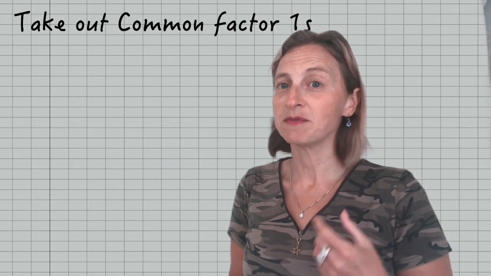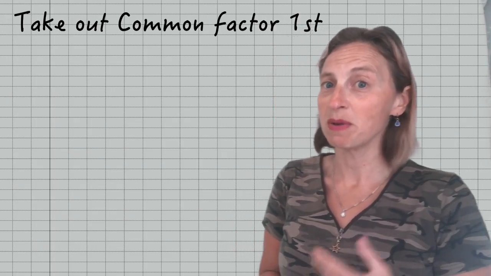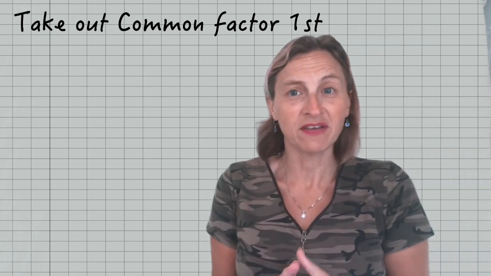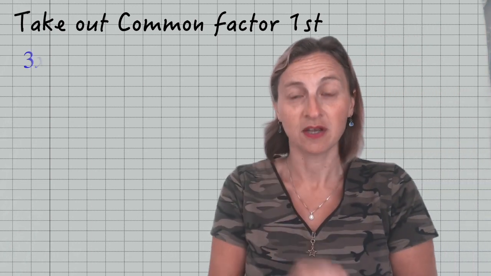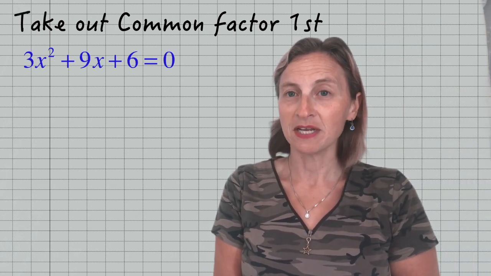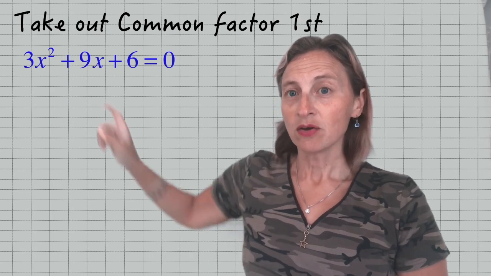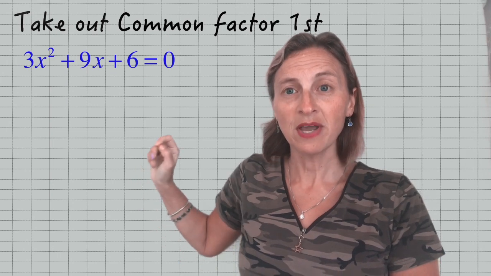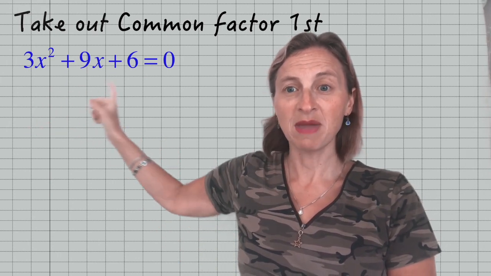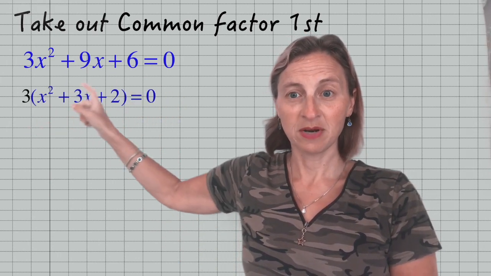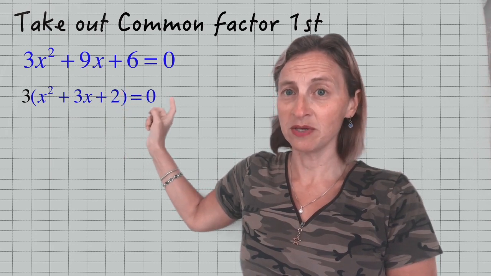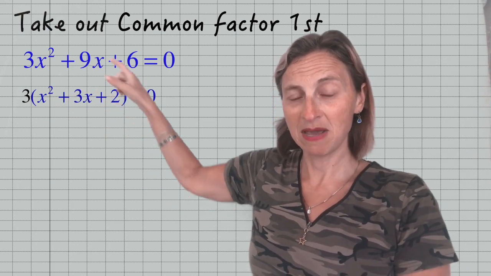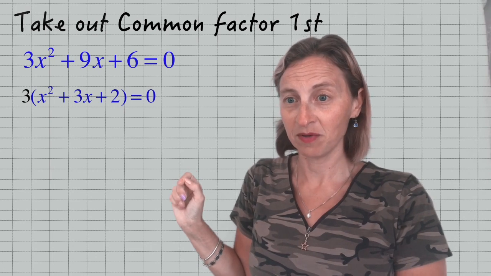This time we're going to have to be careful that we take out a common factor first. Remember our factorizing rules, you always have to take out a common factor first. So we have 3x squared plus 9x plus 6 equals 0. Notice that 3, 9 and 6 all have a common factor of 3. So we're going to take out 3 from everything. 3 bracket x squared plus 3x plus 2 equals 0. You can quickly expand it and make sure that it works to get the line above.